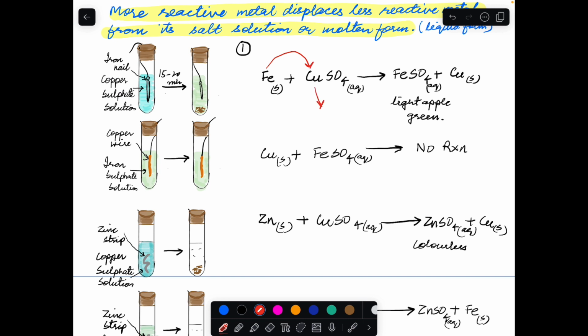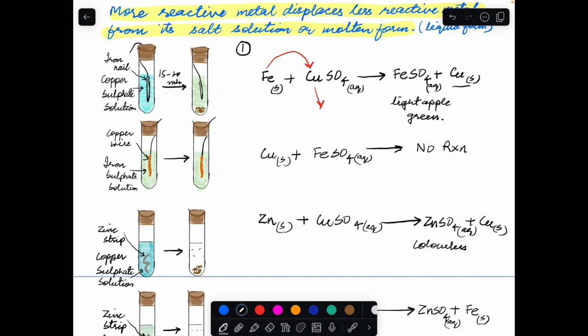It is just like the law of nature that anything which is stronger will dominate the weaker one. So here, the stronger or more reactive metal will kick out the less reactive metal from the salt solution, and as a result we will get your less reactive metal in the solid form. That is, here we are getting a reduced form of copper. Okay, and your color changes.